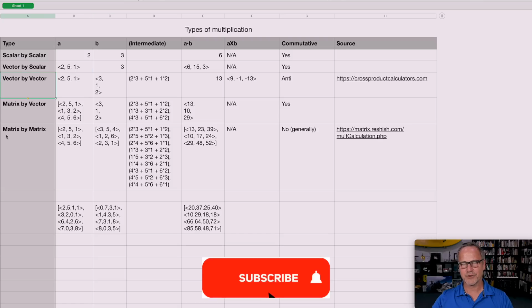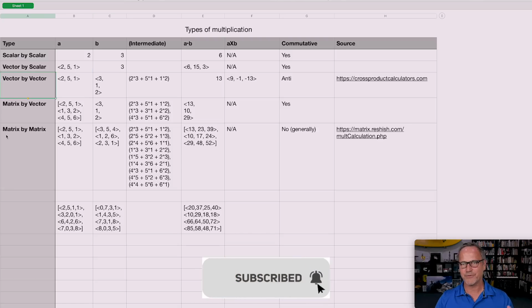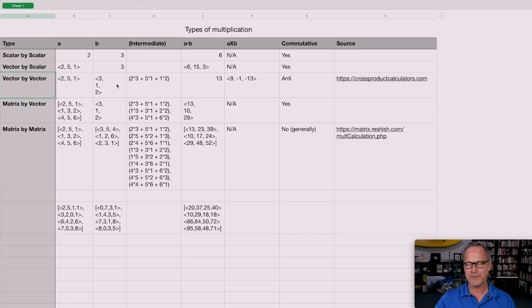Then we get to the more complicated stuff that you may not have seen before. So the first one is vector by vector multiplication. And there's actually 2 varieties of this, at least for a 3-dimensional vector. So you can see what we've got is 2, 5, 1, exactly the same vector as we had before. And that would be called a row vector. Now what we've got in column B over here is a column vector. So 3, 1, 2, it's the same thing. It's just arranged in a column instead of a row.